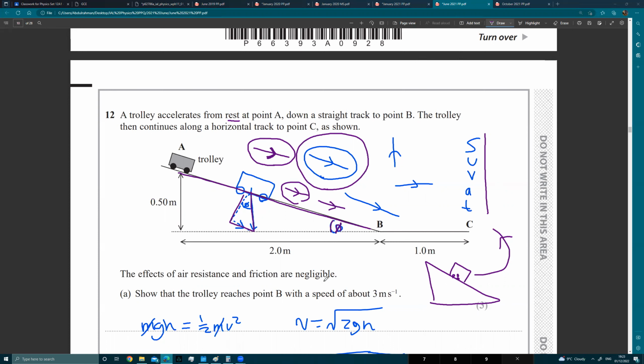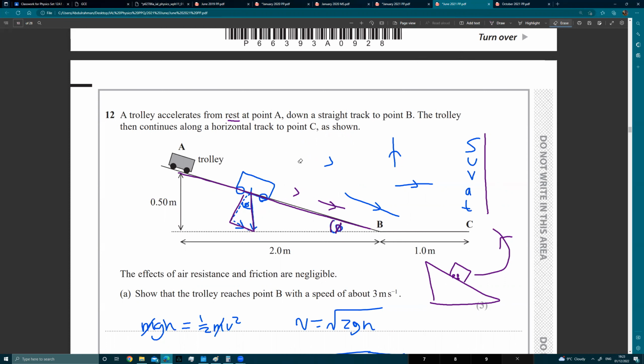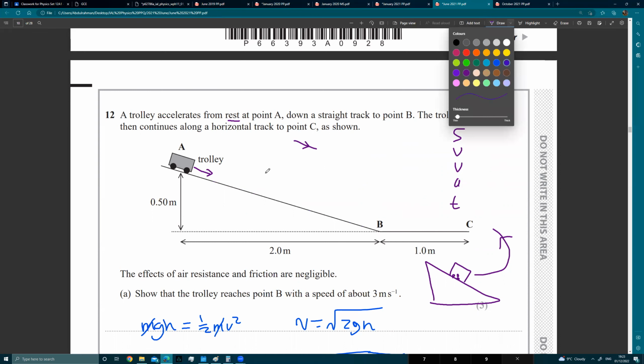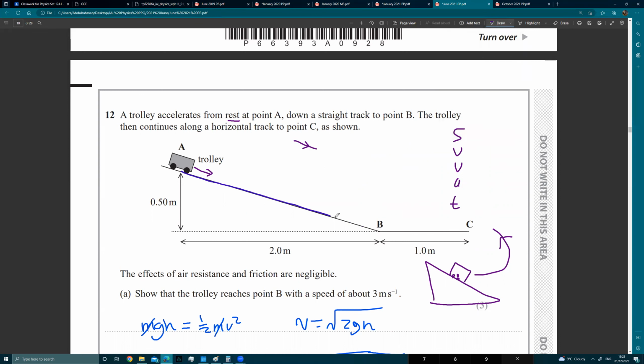For this question, what exactly would you resolve here? I'll explain it one last time. Remove all this nonsense. I know the trolley is moving in this direction, correct? So I'm going to do a SUVAT where everything in the SUVAT is in this direction, the direction the trolley is moving. Do I know the displacement in this direction? Yes, I do. Pythagoras theorem, a squared plus b squared equals c squared. So the square root of 0.5 squared plus 2 squared. Does that make sense?